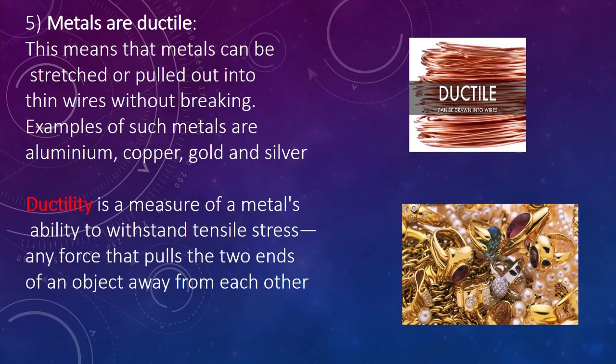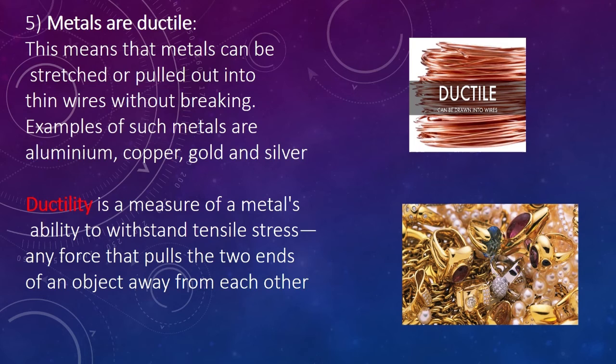Point 5. Metals are ductile. So ductility is another property of metals. When we say ductility, what does it mean? Ductility is a measure of a metal's ability to withstand tensile stress. What is tensile stress? Any force that pulls the two ends of an object away from each other without breaking.